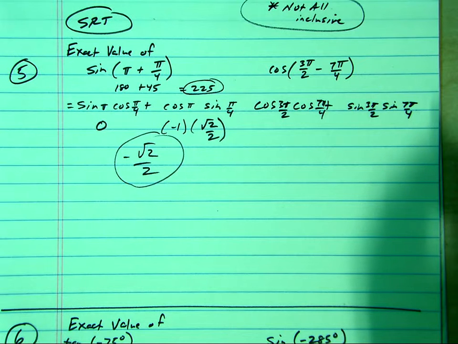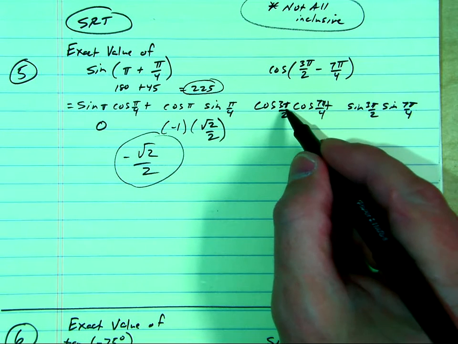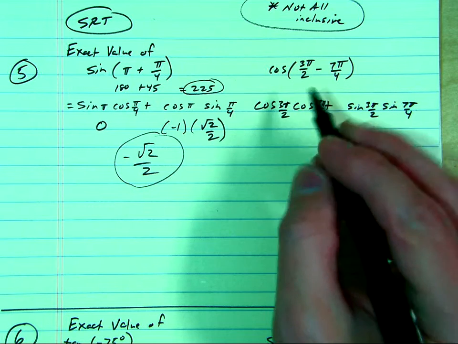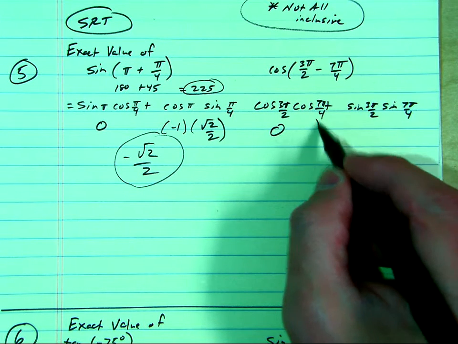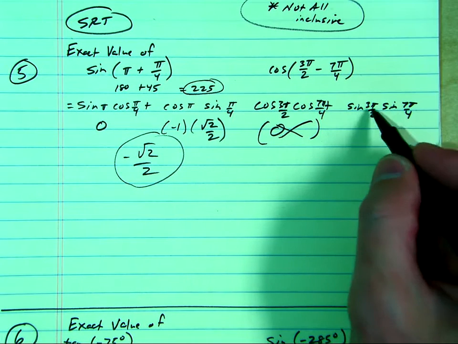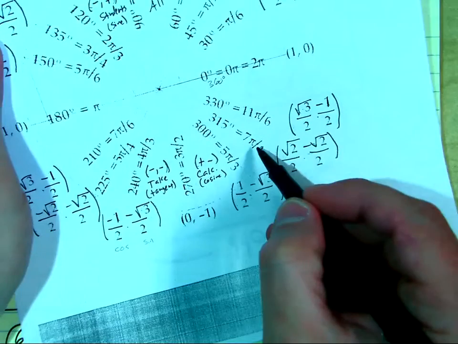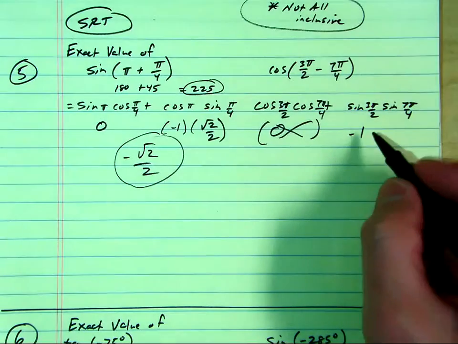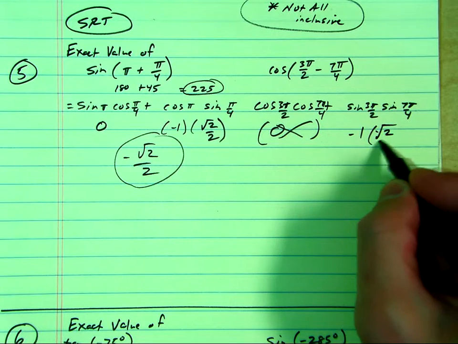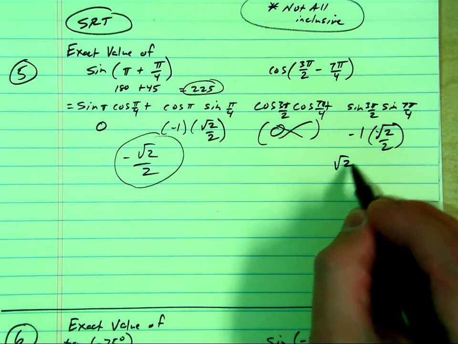Okay, so you guys, again, having memory of the unit circle helps a lot. Cosine of 3 pi over 2 is 0. Again, that's going to wipe out this whole fraction. Sine of 3 pi over 2 is -1. Sine of 7 pi over 4 is right there. The sine is negative rad 2 over 2, which makes this rad 2 over 2.